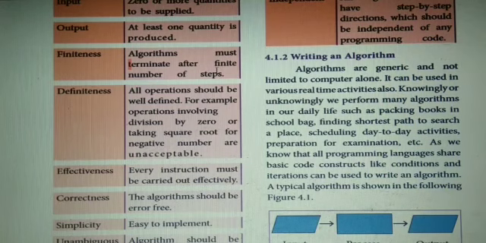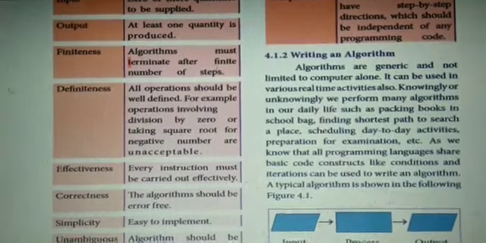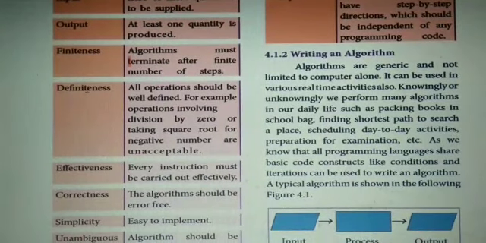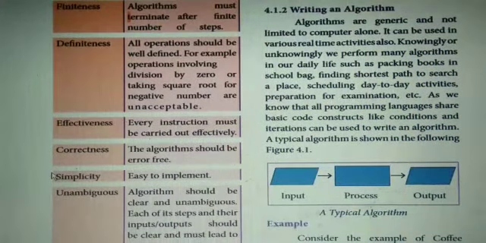So there is finiteness, then definiteness. That is exact. Definiteness means exact. Our algorithm should provide the exact result that the user is expecting. Then effectiveness. Every instruction must be carried out effectively.